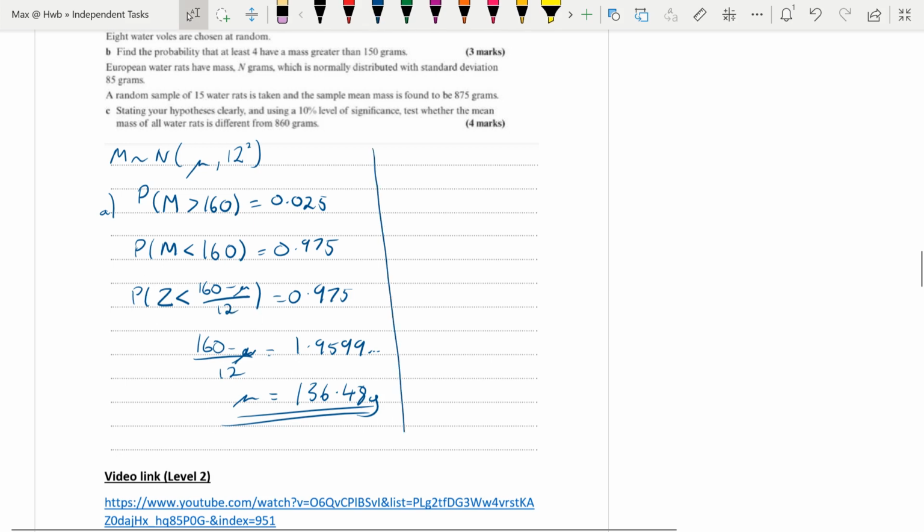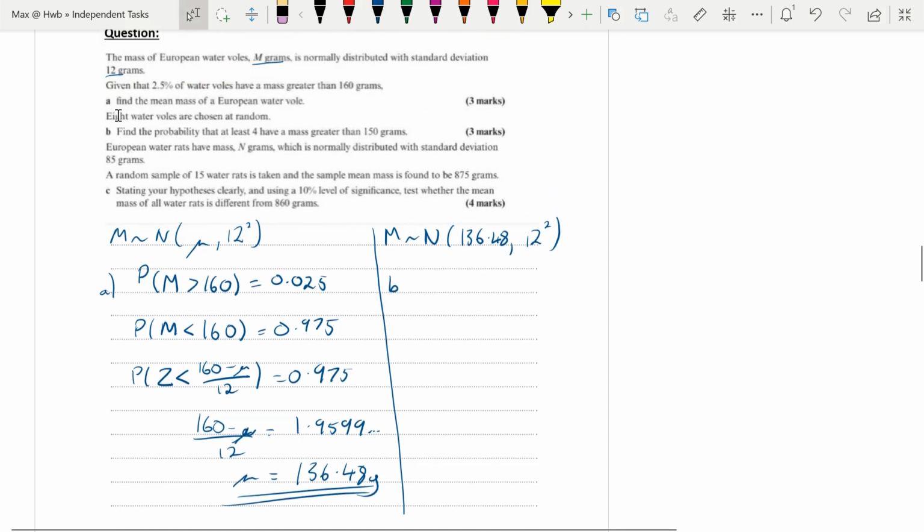Now if we go to part B here, what I'm going to do first is rewrite my distribution as 136.48 and then 12 squared. I'm going to use that to my advantage now. So for part B, let's go back up and read it. 8 water voles are chosen at random. Find the probability that at least 4 have a mass greater than 150.